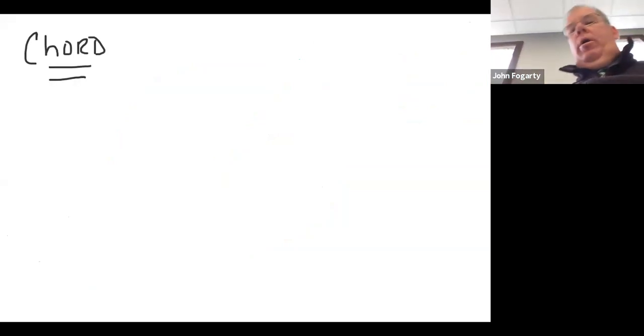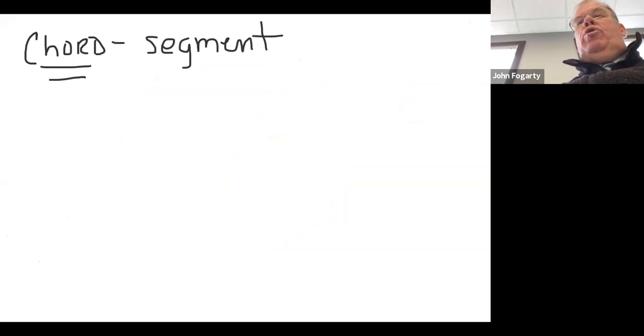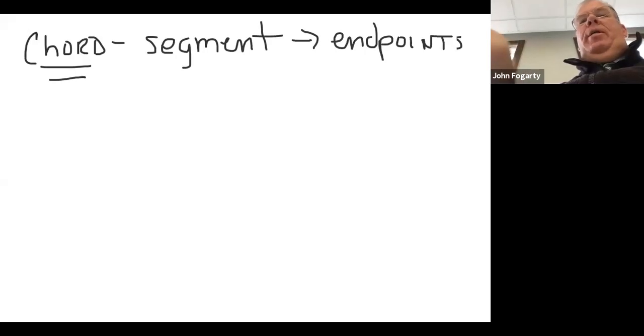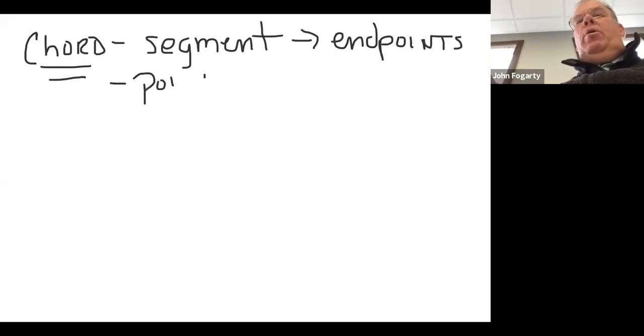Now, a chord is also a segment. All right, so it's part of a line, so it has two endpoints. A chord simply is a line segment whose two endpoints are points on the circle.